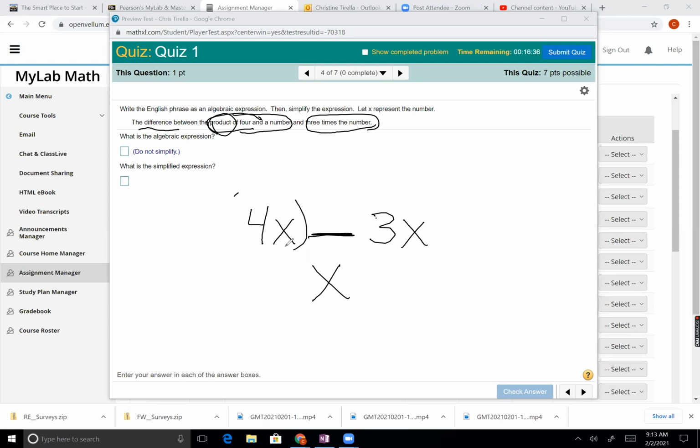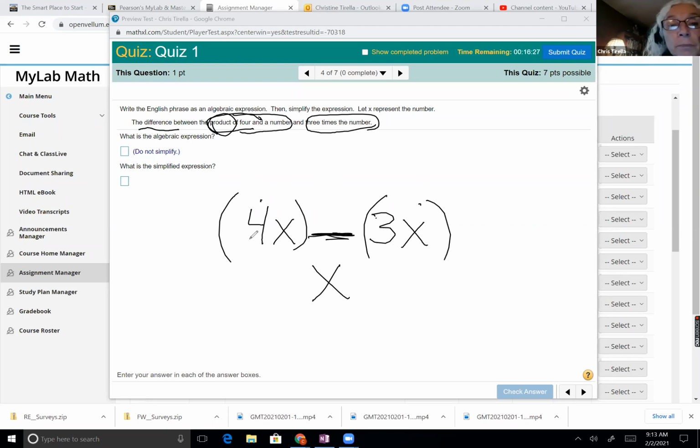We'll put parentheses around there, which is perfectly fine. But we're taking the difference of the product and 3 times. So that product has to come first.